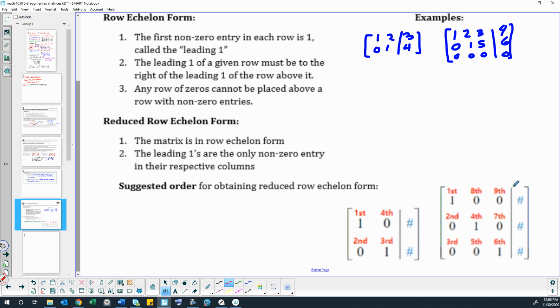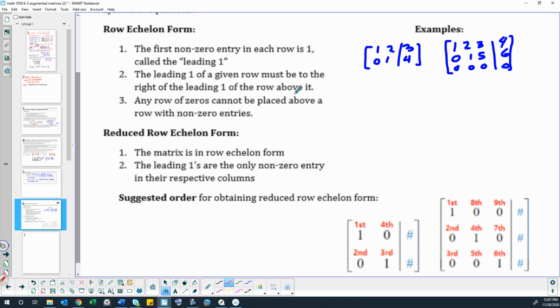Or here's our reduced row echelon form for a 3 by 3. We would have 1, 0, 0, 0, 1, 0, 0, 0, 1. These numbers over here would be our solutions. x equals this constant, y equals this constant, z equals this constant. So you can solve a system of equations by just putting it in row echelon form and then substituting. But if you go clear down to reduced row echelon form, then your answers are in the augmented part of your matrix, and you're done with the entire problem.